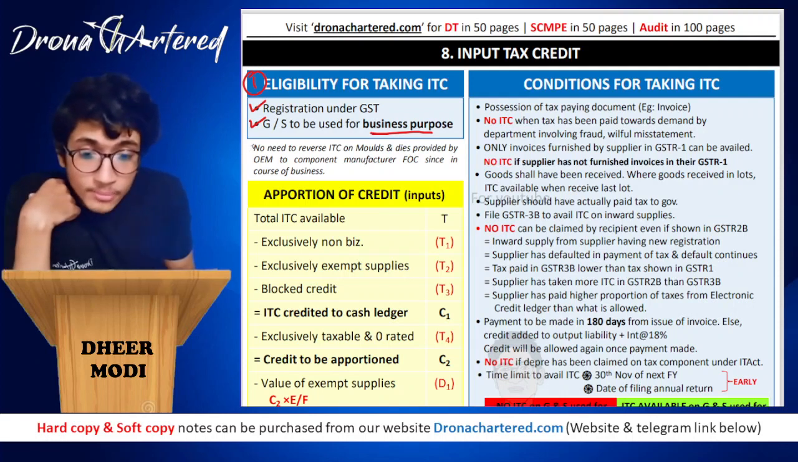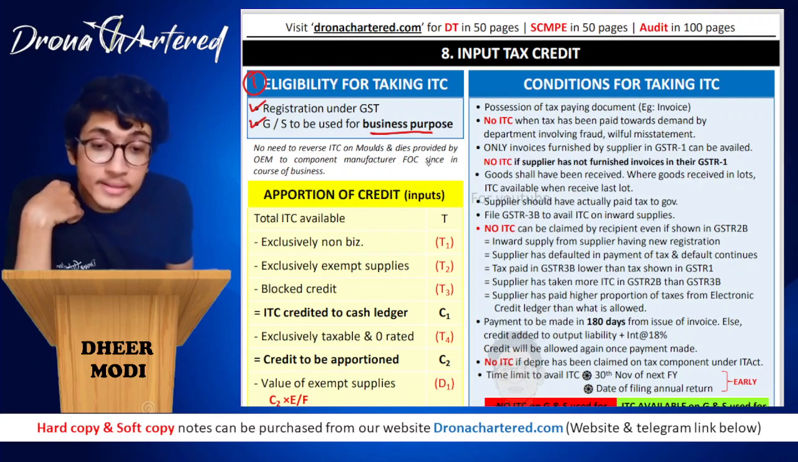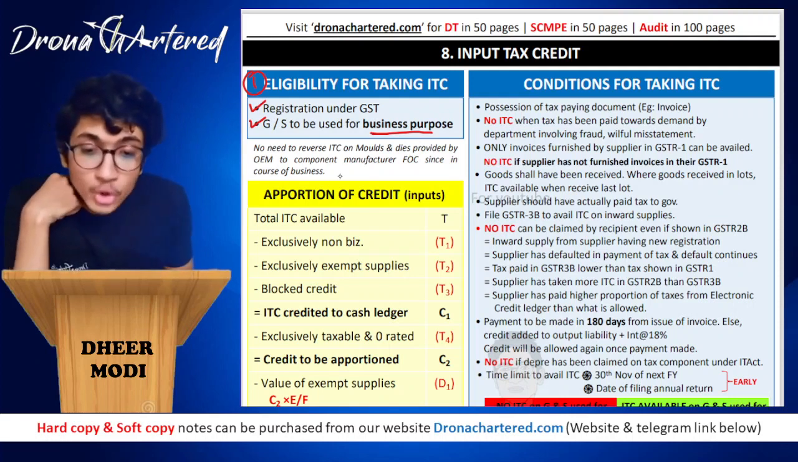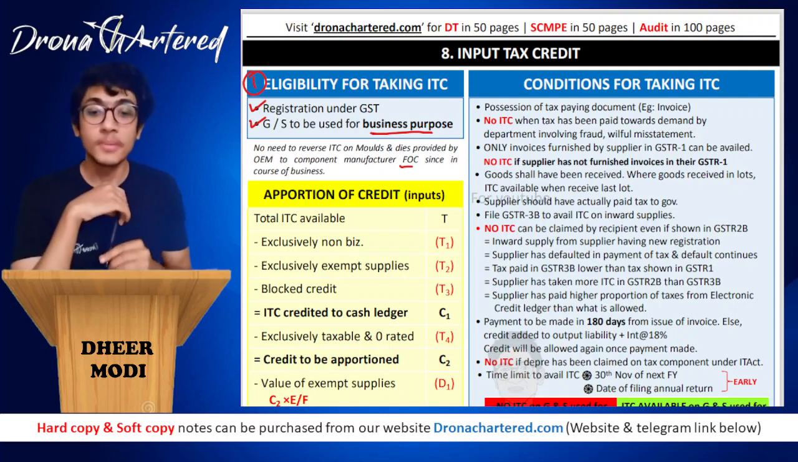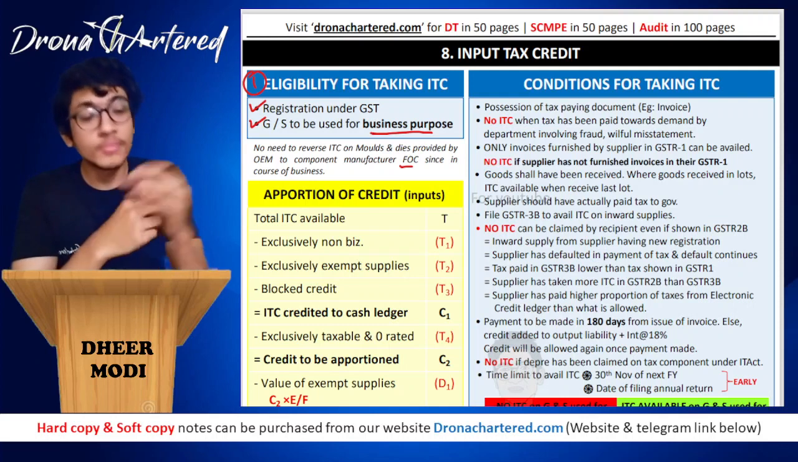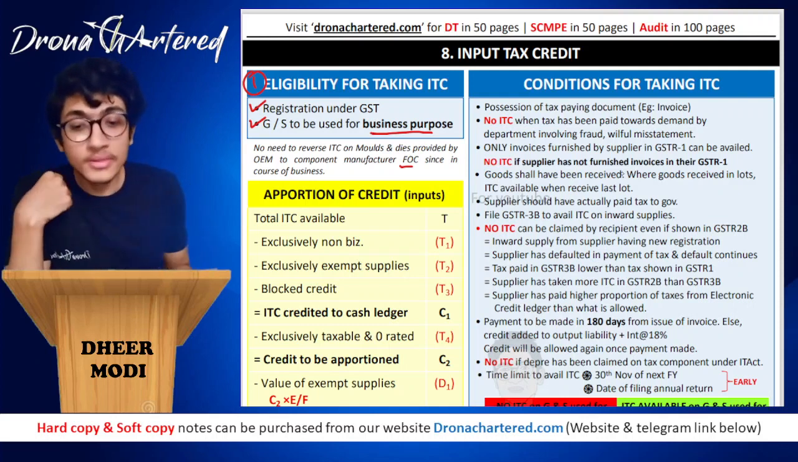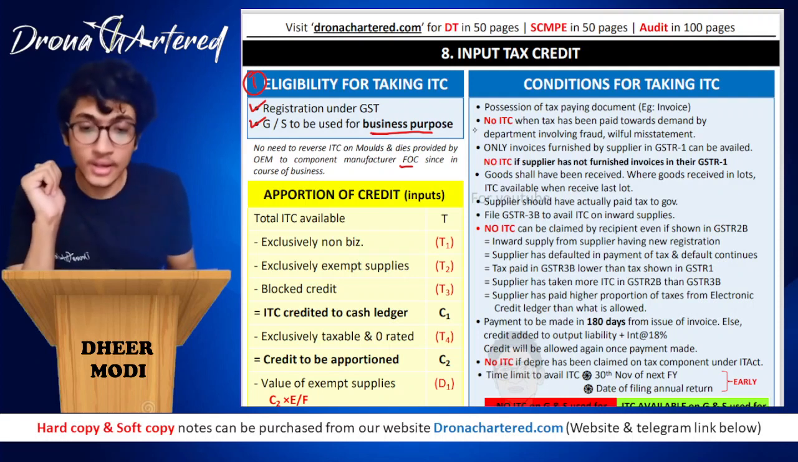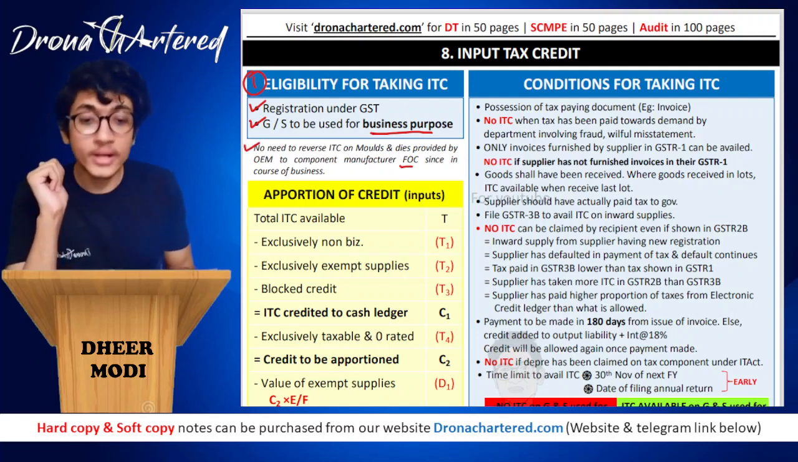And an important point is there is no need to reverse ITC on molds and dies provided by your OEM, original equipment manufacturer, to component manufacturer free of cost, since it is in the course of business. So even though this is being given free of cost, since it is in course of business, you do not have to reverse any ITC. Okay, so this is your point with regards to molds and dies.